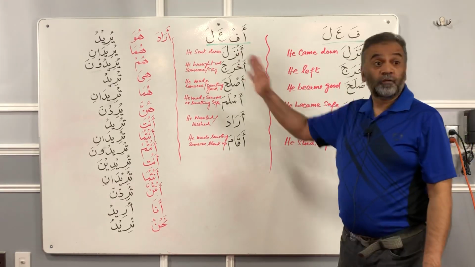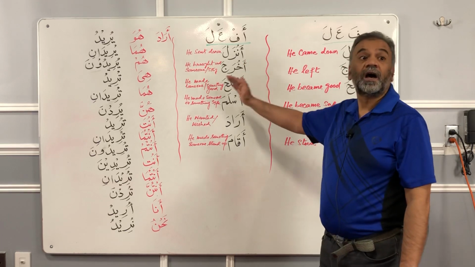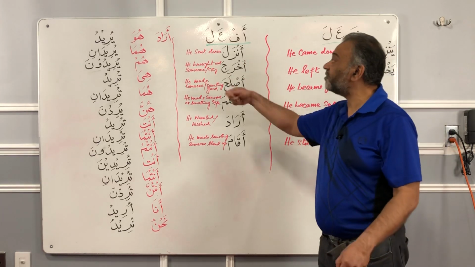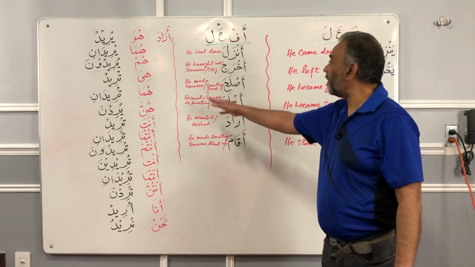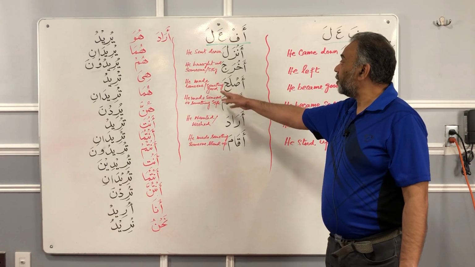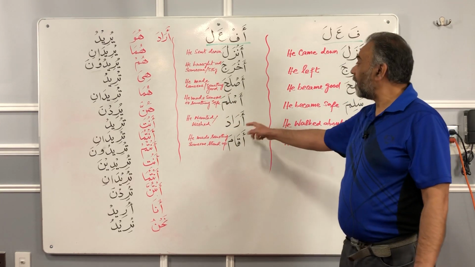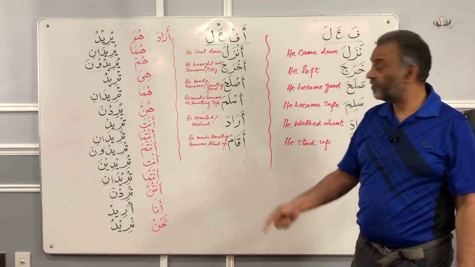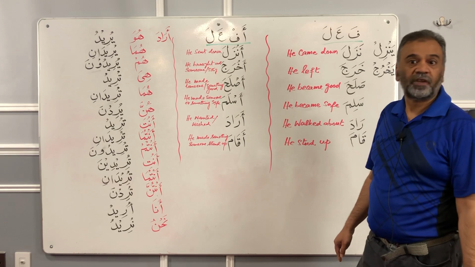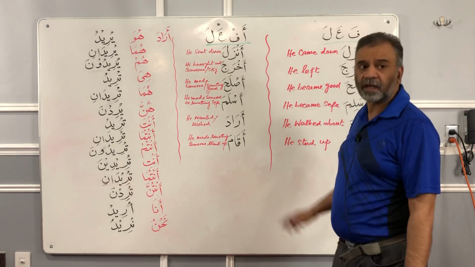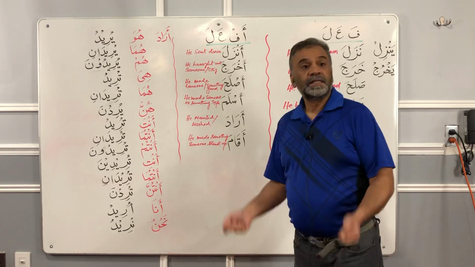Kharaja, when it moves into form 4, becomes akhraja. The meaning is he brought out something or someone. Aslaha, he made someone or something good. Aslama, he made someone or something safe. Arada, he wanted, wished. This is the verb that Dr. Saab has used in lesson number 16. Arada. And I'll tell you what this is. Aqama means he made something or someone stand up.